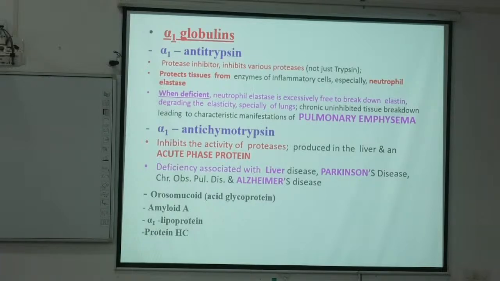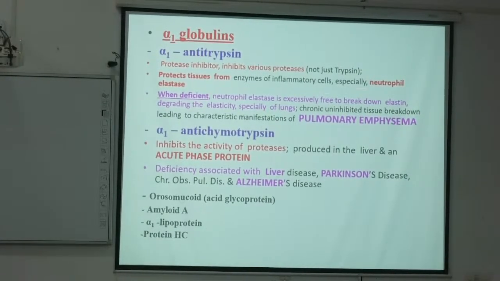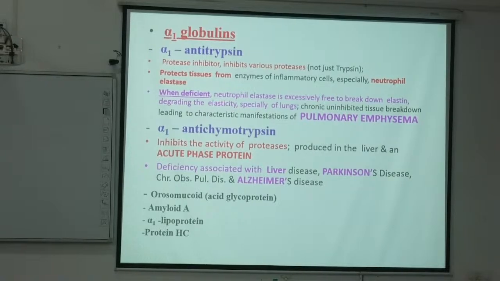So what does alpha-1 antitrypsin do? Trypsin is a proteolytic enzyme, so antitrypsin means it is antiproteolytic. It is a protease inhibitor, so it inhibits various proteases. It protects the tissue enzymes from inflammatory cells, especially neutrophil elastase. When this enzyme is deficient, neutrophil elastase destroys the pulmonary structure. The lung is expanding and collapsing with inspiration and expiration. The elastic tissue, elastin, will be destroyed by the neutrophil elastase, and the lung will no longer have that elastic power, giving rise to a condition called pulmonary emphysema.